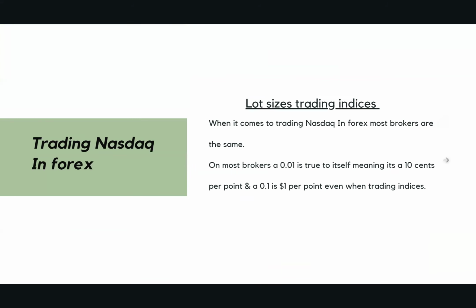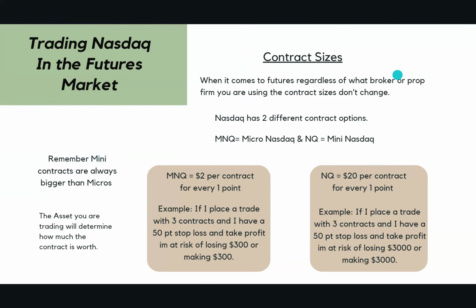All right. Now, is there a question? I always think that mini is smaller than micro. Yeah, no, so micro is actually the smaller one. And yes, just like it states here, when it comes to futures, regardless of what broker or prop firm you are using, the contract size doesn't change.